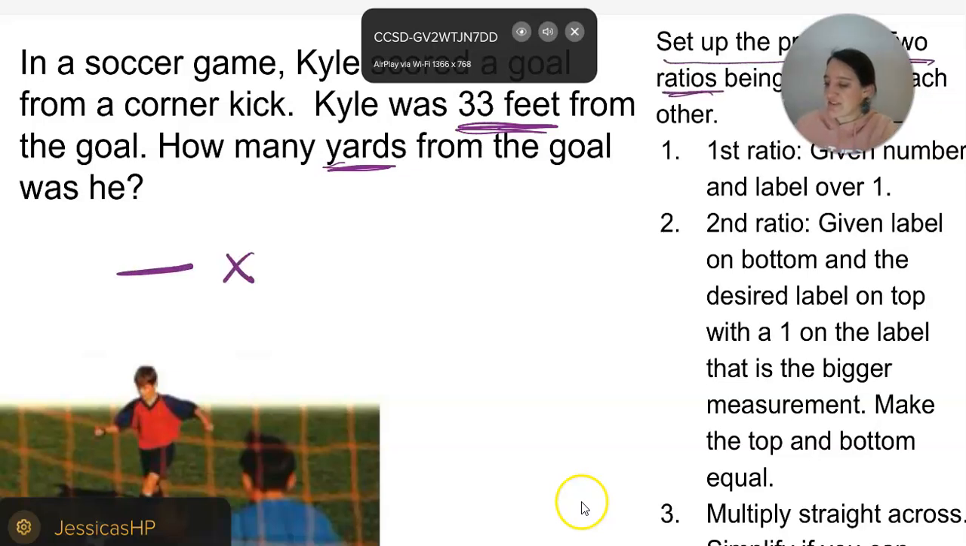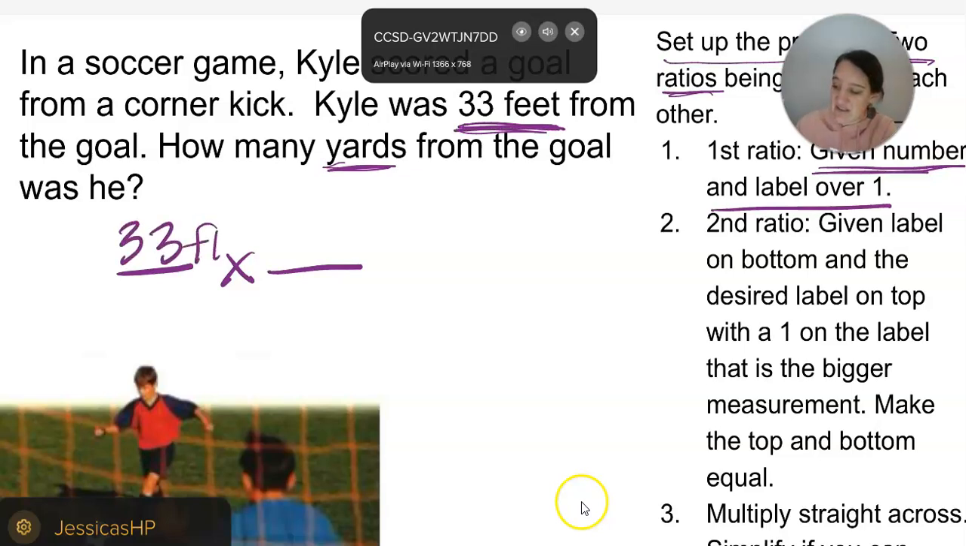Two ratios being multiplied by each other. The first ratio is the given number and label over 1. The given number is 33 feet, and we're going to put that over 1. The second ratio has the given label on the bottom. So it was the given label on top here, now we're going to have the given label on the bottom there.